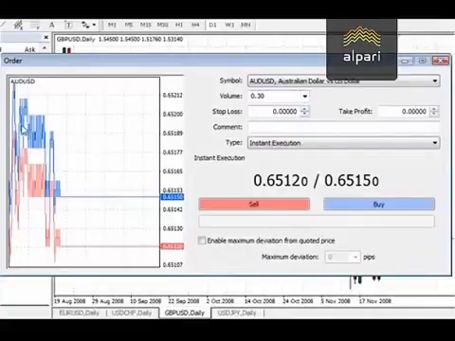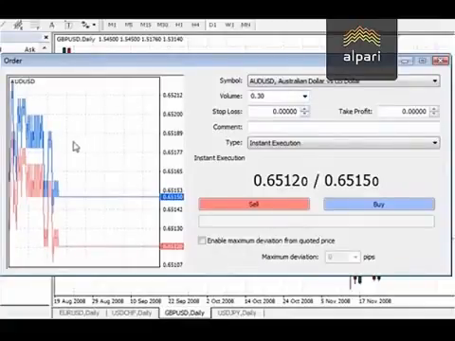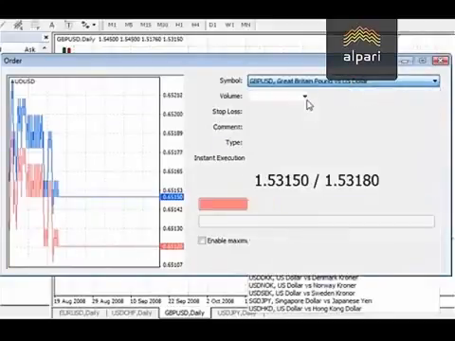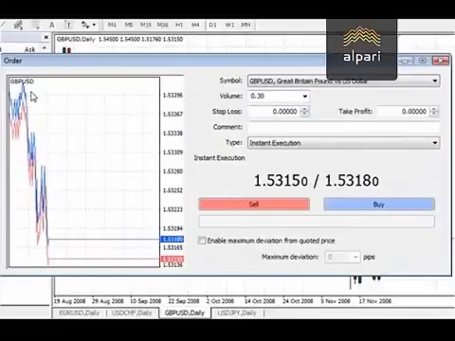You'll notice that the thumbnail chart over here on the left-hand side has also changed. When I moved from the pound-dollar to the Aussie-dollar, I now have a little tick chart of the Aussie-dollar here on the left-hand side. Now I'm going to switch back to the instrument we were originally looking at, which was the pound-dollar. And my thumbnail chart, my little tick chart there, has also changed back.